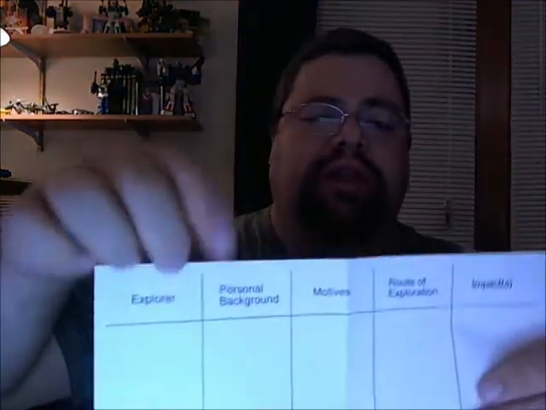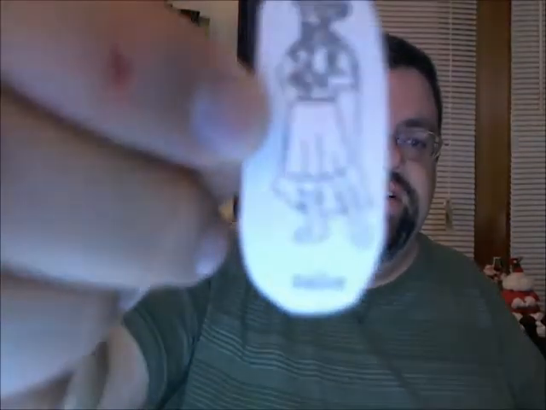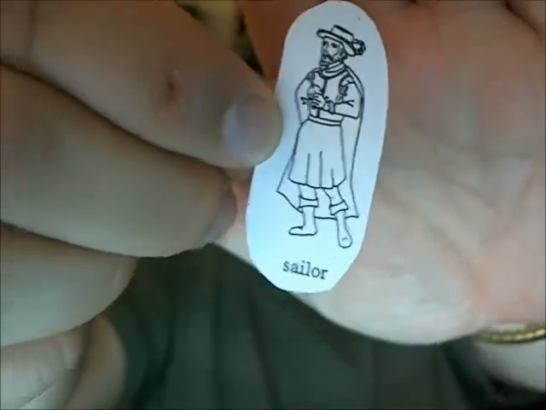Then I made up 2 sets of these just in case they lose one, because they are kind of tiny. But for each explorer, we're going to be looking at their personal background. In other words, where did they come from as far as what was their background for being an explorer. And some of them we found out very quickly didn't have the best background. I gave the kids doubles of these just in case one gets lost. But what we have is the sailor. It's not focusing. Maybe if, there we go. We have the sailor.